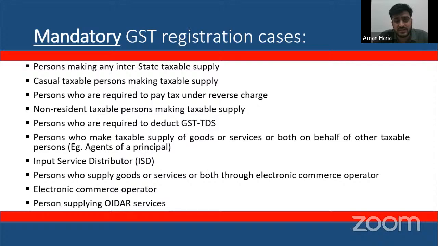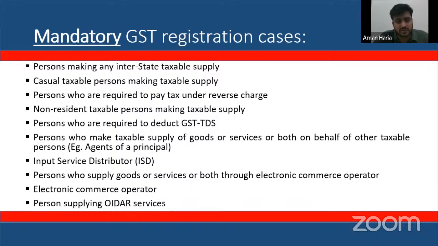Next one is non-resident taxable person making taxable supplies. Persons who are required to deduct GST TDS under GST are mandatorily expected to comply and obtain GST registration. Person who makes taxable supply of goods or services on behalf of another person, say for example, I have an agent in another state who is supplying my goods in that particular state only. Even though his turnover might be below 20 lakhs, since he is supplying on my behalf, that agent is also expected to take a registration in that particular state.